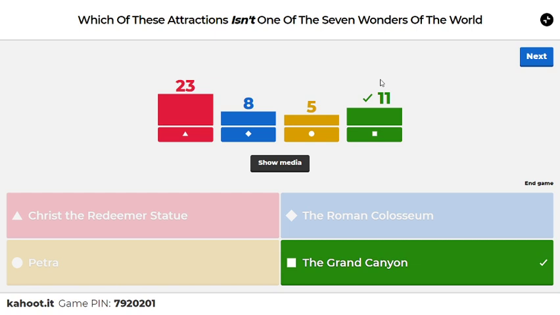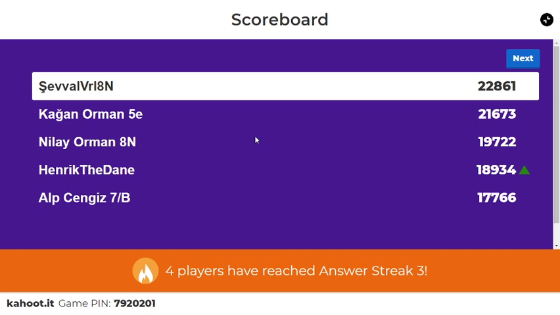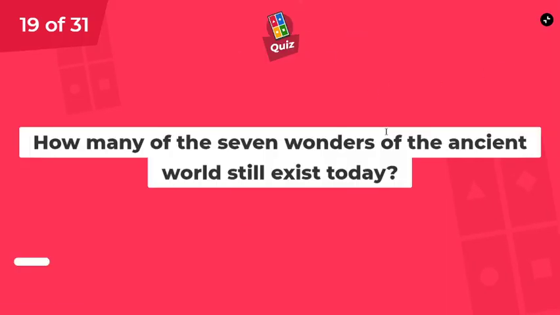Okay, 11 people knew the correct answer. Other than Christ the Redeemer statue, the Roman Colosseum or Petra, the Grand Canyon is the only one which isn't one of those seven wonders of the world. Question number 16 or I guess 17 or maybe 18 it was. Number one is Şevval, number two is Kaan, number three is Nilay, number four is Henrik. Number five is Alp Cengiz. By the way, Henrik climbed up one more place. Congratulations. By the way, four players have reached answer streak of three and they started their fire. Ateşlerini tekrar yakmış bu dört oyuncumuz. Tebrik ediyorum. Ve işte bir sonraki sorudayız.